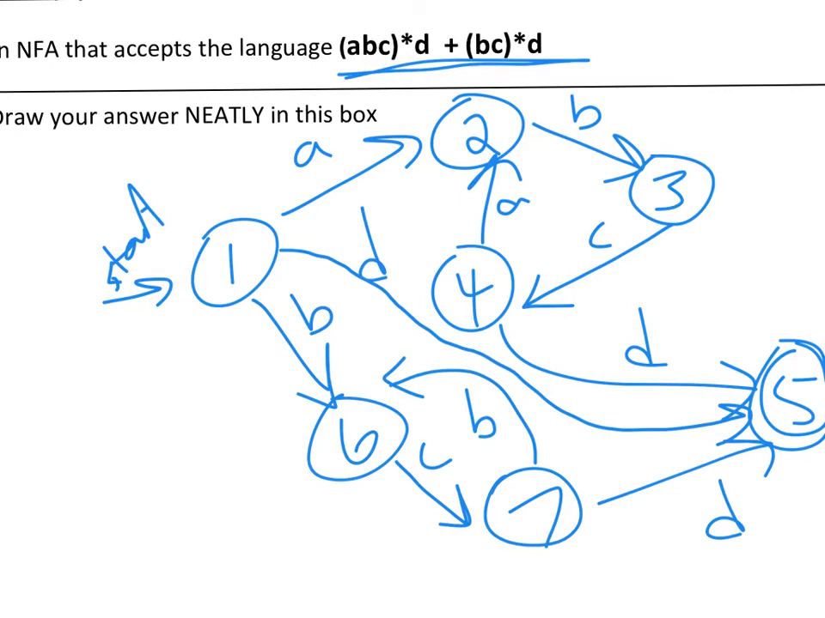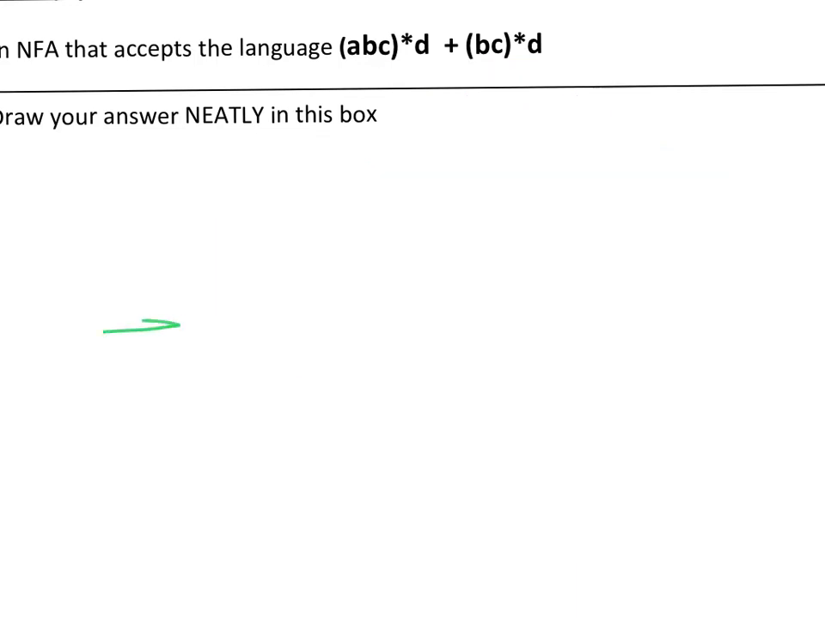Now, some people started out with lambda transitions, and that's perfectly fine too. You can sort of lambda out this way and lambda out this way to do your BC, BC, BC, or your ABC, ABC, ABC. And then you can have the D transition be in there. I guess I could show you that too. Why not? Hang on. So there's an infinite number of solutions to this, right?